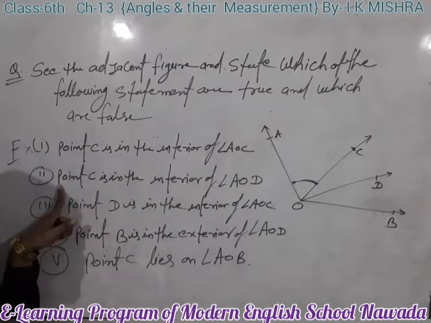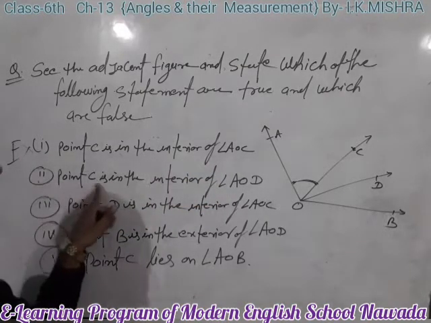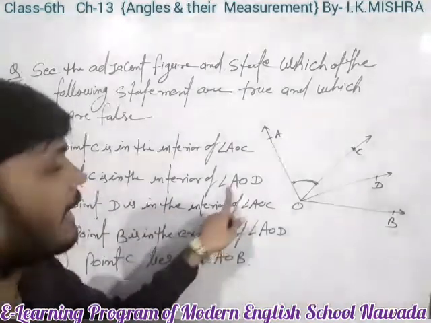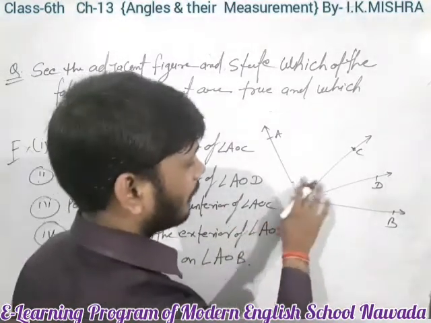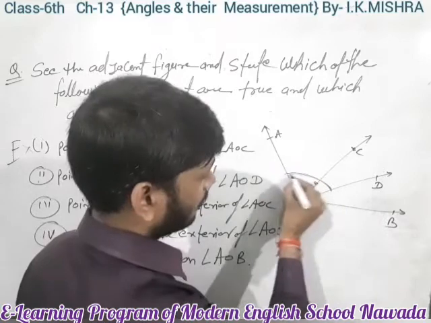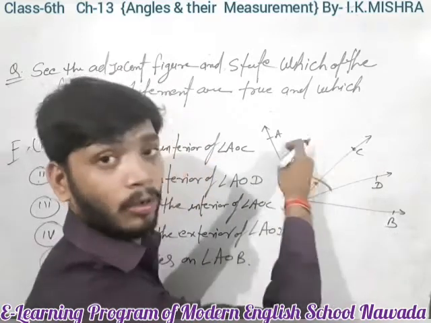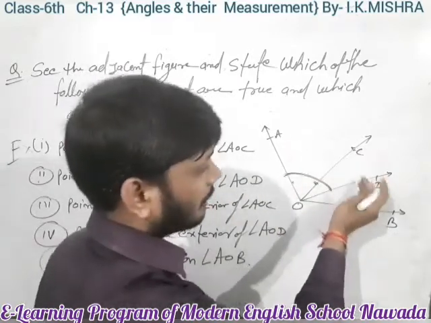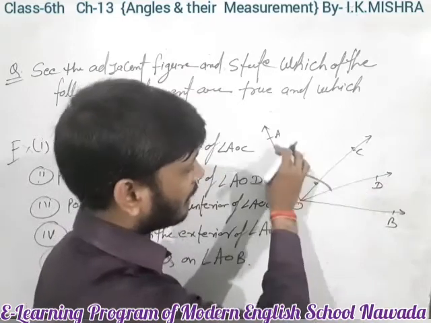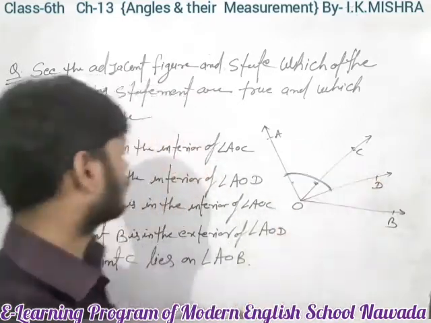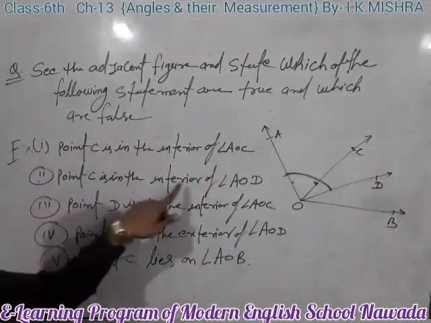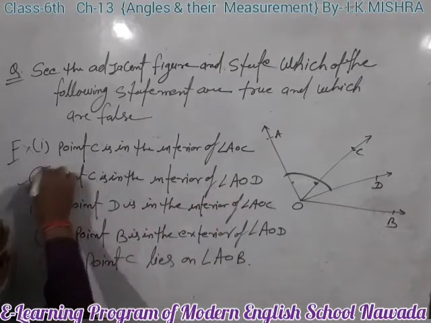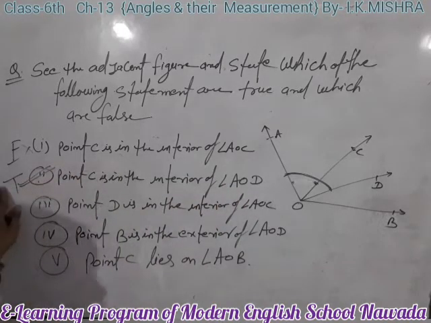Students, in question number 2, point C is in the interior of angle AOD. Students, observe angle AOD. This is the range of AOD, and point C lies between the arms of angle AOD. So students, point C is in the interior of angle AOD. This statement is true.